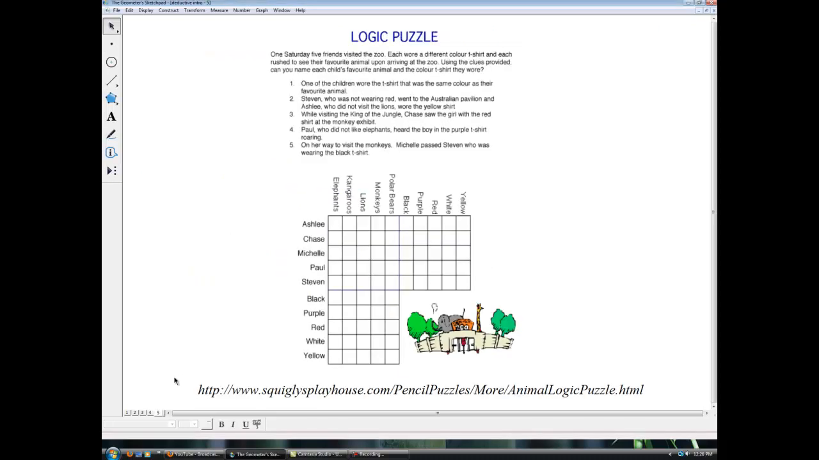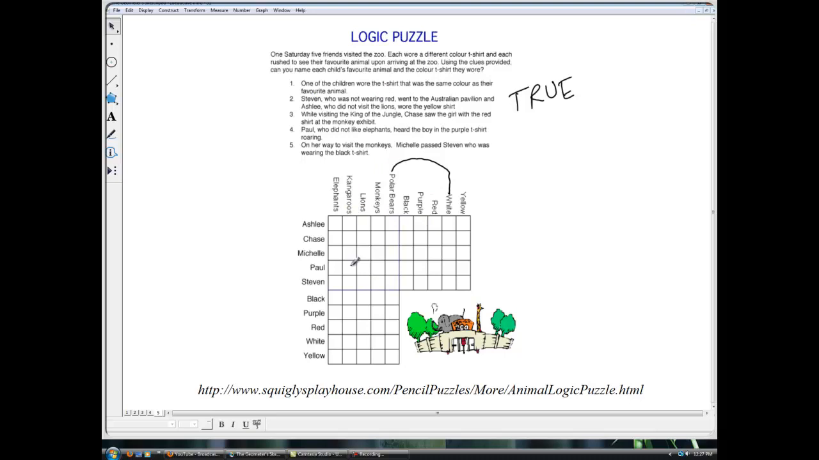Now before we get to proofs, one of the really kind of fun uses of deductive reasoning is solving a logic puzzle like this. We've got some given clues up here, and it is assumed that these are all true. What we need to do is make connections using either laws, the law of detachment or the law of syllogism. Sometimes it's hard to keep track of which one we're using, but let's get started. One of the children wore a t-shirt that was the same color as their favorite animal. Polar bears are white. That's the only obvious connection I can see.